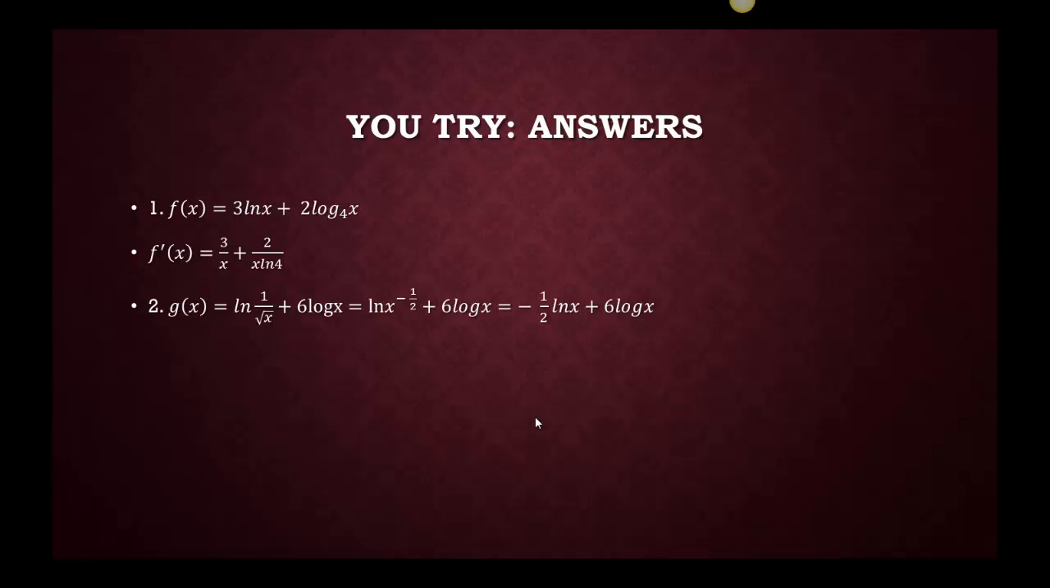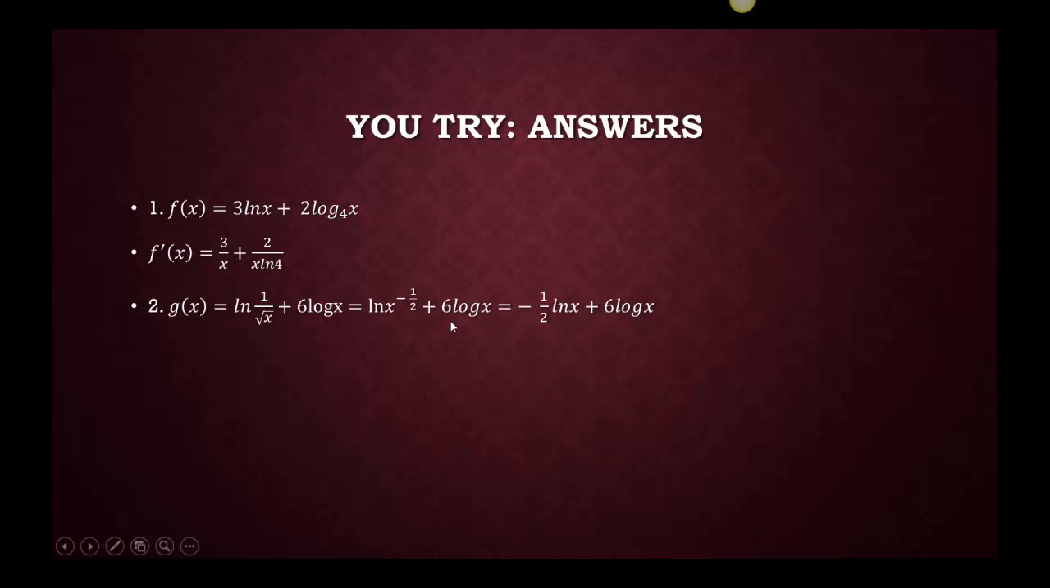Where I gave you the natural log of 1 over the square root of x plus 6 log of x. Couple things going on in this one. All right, first let's start by rewriting that 1 over the square root of x. Because it's a fraction, I know the exponent should be negative when I rewrite it. And because it was a square root, that becomes 1/2. So my natural log of 1 over the square root of x, I can write as natural log of x to the negative 1/2. And then the 6 log of x, I didn't do anything.